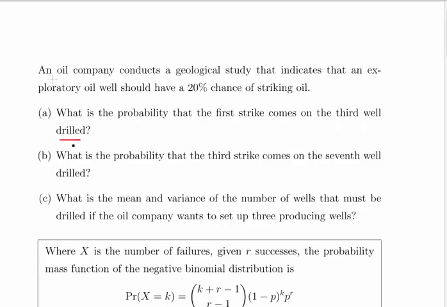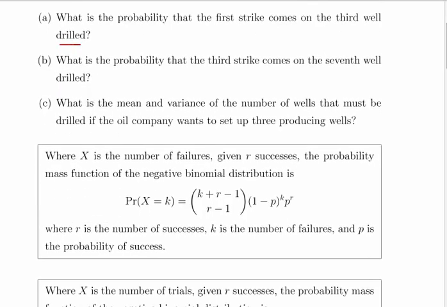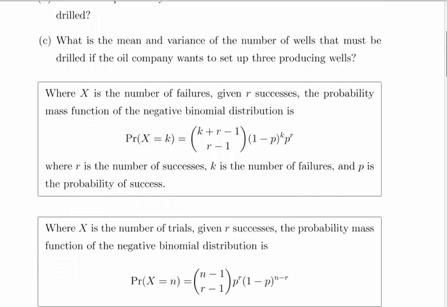Okay, if you're looking at that and thinking about, is this the geometric distribution? That's correct. We'll come to that shortly. The geometric distribution could be a special case of the negative binomial distribution. And that's sort of the point of what we're going with these exercises. What is the probability that the third strike comes on the seventh well drilled? Okay, very standard conventional question about the probability mass function, and then also calculate the mean and the variance. That must be what is the mean and the variance of the number of wells that must be drilled if the company wants to set up 3 producing wells.